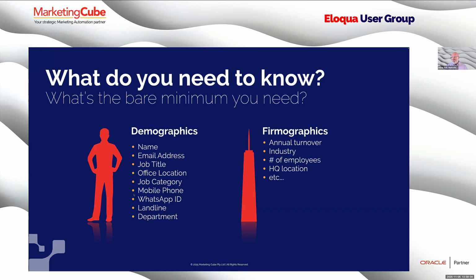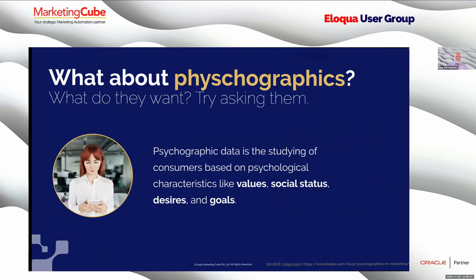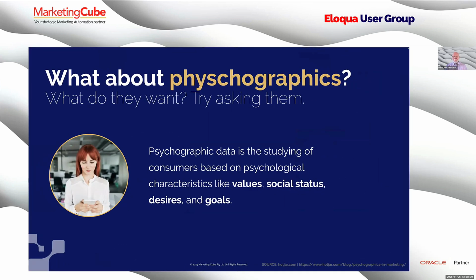Now there's a third point that we need to think about, which is psychographics, and that's a little bit about what we're trying to do today to make it a bit more fun and a bit more engaging. We've looked at what you want, and that's all that demographic and firmographic data, but what do they want? What are they asking of you? And the best thing to do, of course, is to give them an opportunity to tell you.